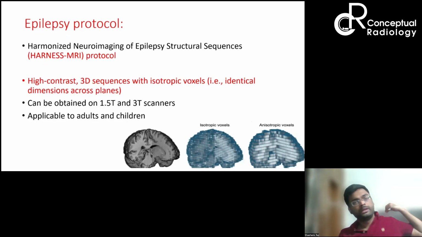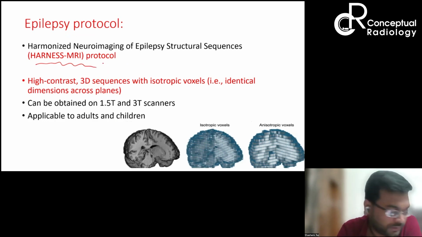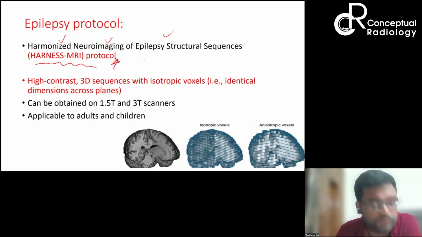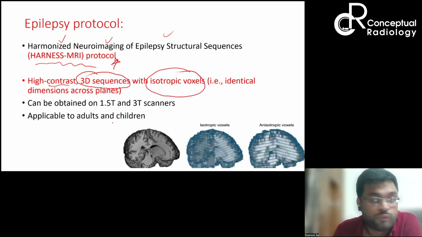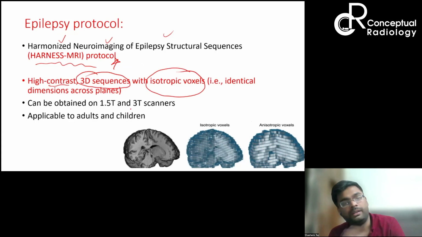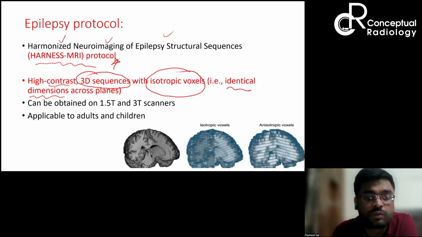Okay, so coming to the epilepsy protocol, the ILAE recommends the HARNESS MRI protocol. What is HARNESS? It's Harmonized Neuroimaging of Epilepsy Structural Sequences. In this protocol, basically, we use high resolution, high contrast 3D sequences with isotropic voxels, meaning the voxels have identical dimensions across all the planes.